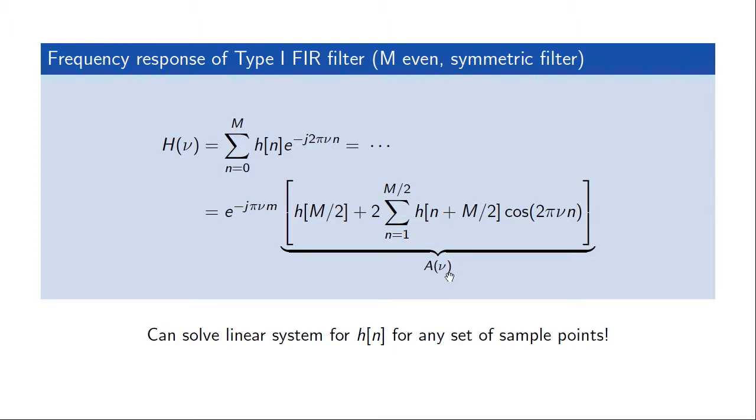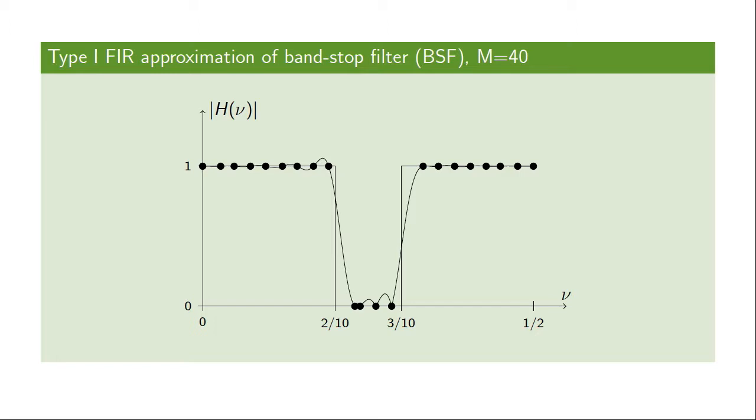And what this means is that we can specify the amplitude response at a particular set of frequencies ωi, and then solve for the impulse response through a system of linear equations. So each particular frequency we specify would end up being one of the equations in that system of linear equations. We can exemplify that in the design of a bandstop filter.